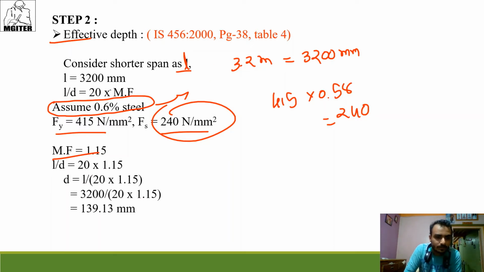By putting the value here, I can find out D by reducing L by D, 20 into MF. MF is the modification factor. So MF is 1.15. So D is equal to 3200 divided by 20 into 1.15. So the value is 139.